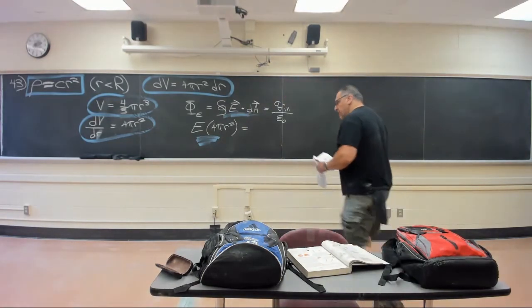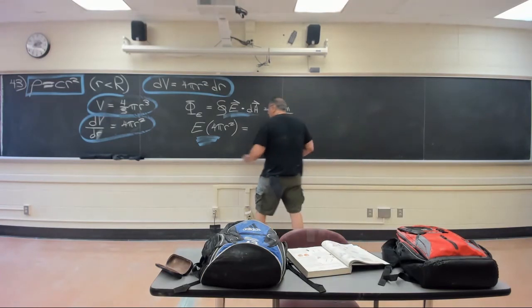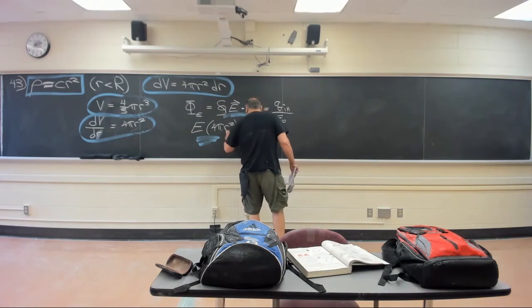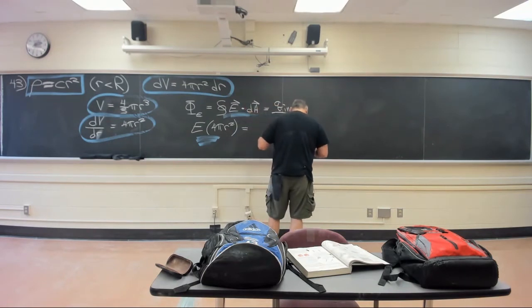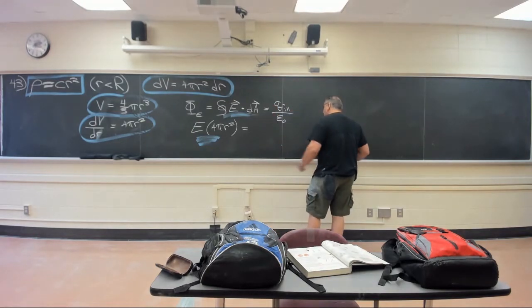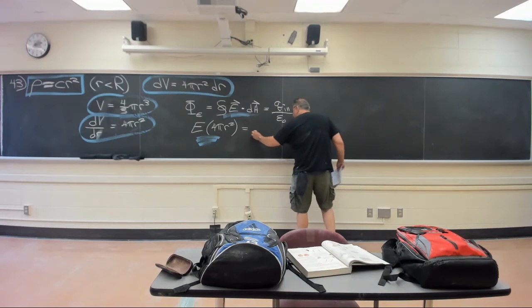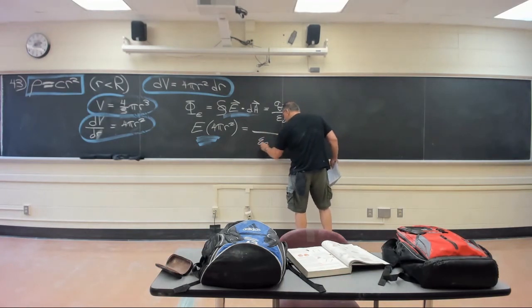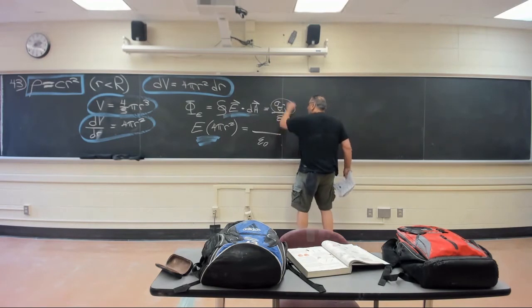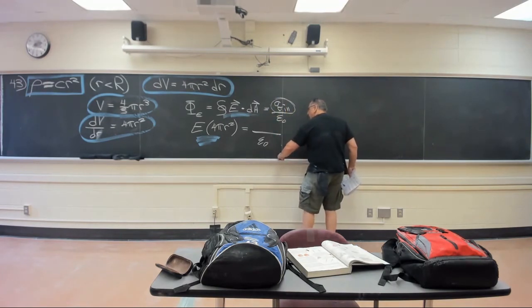So the E field is going to be E field times the surface area of a sphere of radius small r, whatever that may happen to be, and that's going to be equal to Qn over epsilon naught. Well, what the heck is Qn? What's Qn? Well, epsilon naught's pretty easy. I'll write that down. What about Qn? What's that all about?